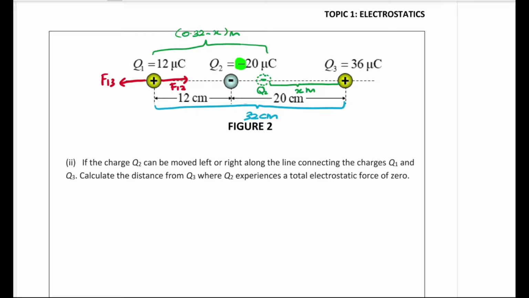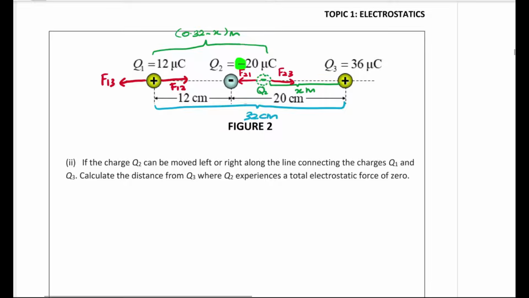Okay. How to start? We need to write, or we need to draw. Okay. We need to draw first the direction on Q2. So the direction on Q2. The force on Q2 due to charge 3 is to the right. Negative charge will be attracted to positive charge. Negative charge also attracted to Q1. F on 2 due to 1.